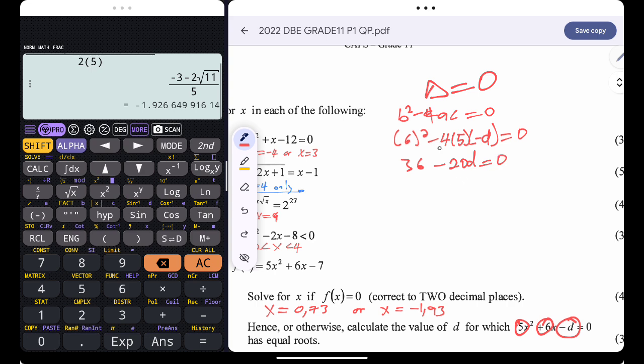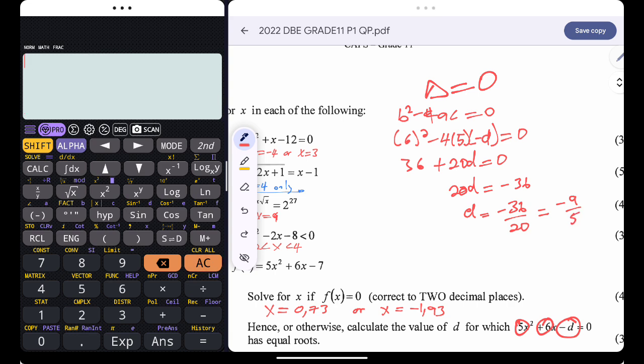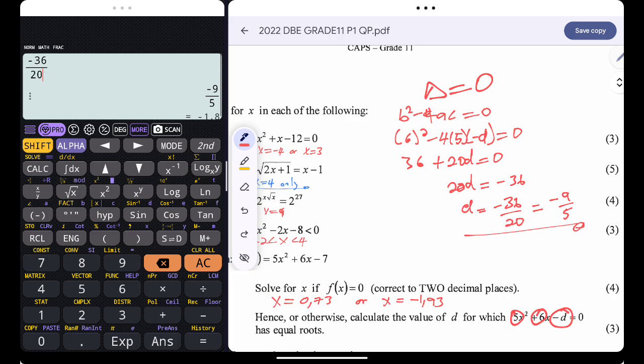It's not minus 20d now because it's minus and minus. Whenever you multiply two things which are negative, you end up having a plus. So 20d is equal to negative 36. Then d is negative 36 over 20, which is just negative 9 over 5. Let me confirm. Yeah, that's negative 9 over 5.